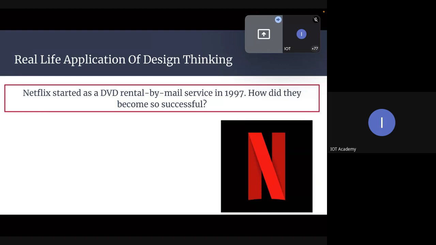Most of us use Netflix these days, right? I'm sure. So Netflix started as a DVD rental by mail service in 1997. I had not heard about Netflix at that time. And how did they become so successful? Well, all thanks to design thinking.